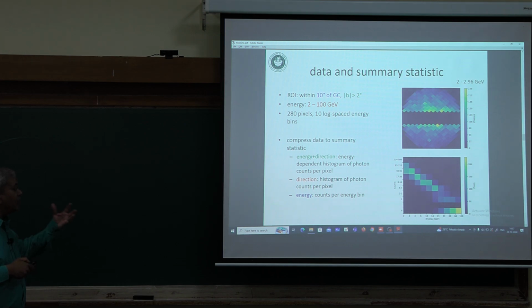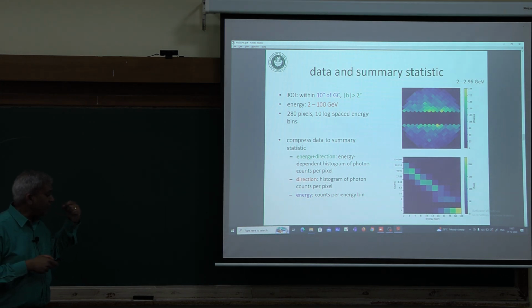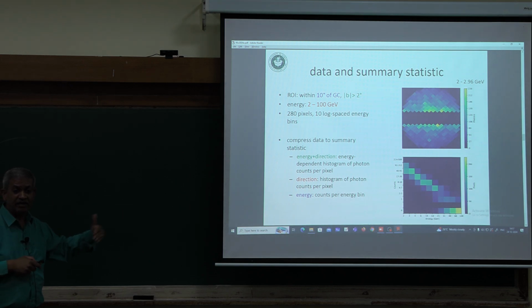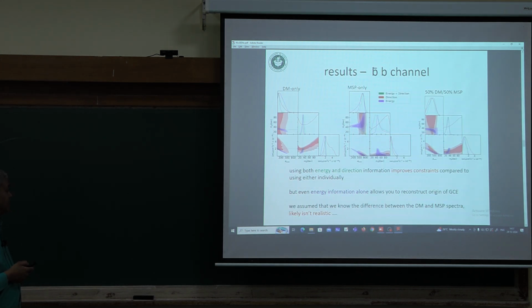In the case where you only want to use direction information, it's just a histogram of photon counts per pixel, essentially like this, but assuming you just had one big energy bin from 2 to 100 GeV. And in the case where you only use energy information, what you have are basically the number of counts per energy bin summed over the entire region of interest, so averaging out all the directional information. And so having done this, we can now start with a mock data analysis.